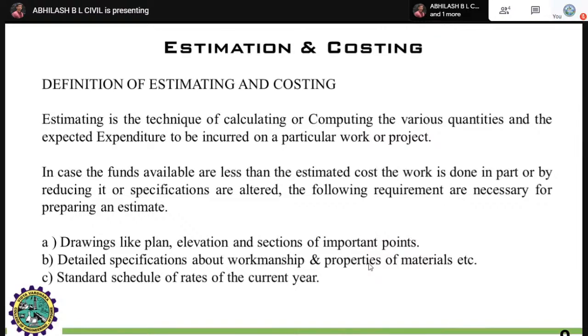Next comes the standard schedule of rates of the particular current year, right? Here the steel rate will vary year by year, right? It is not constant. If you want to go for a huge construction, for example, industrial sectors, mass rapid transit systems, it will take years together.